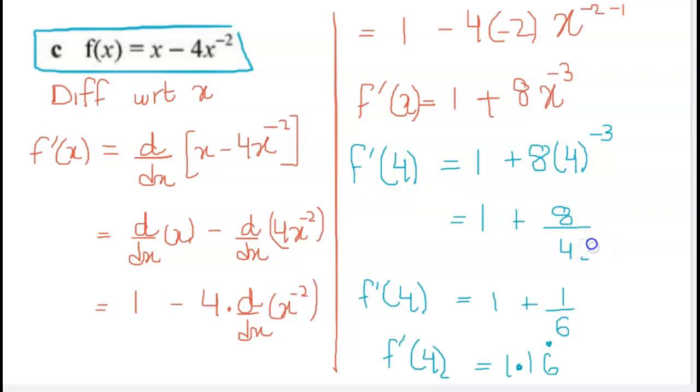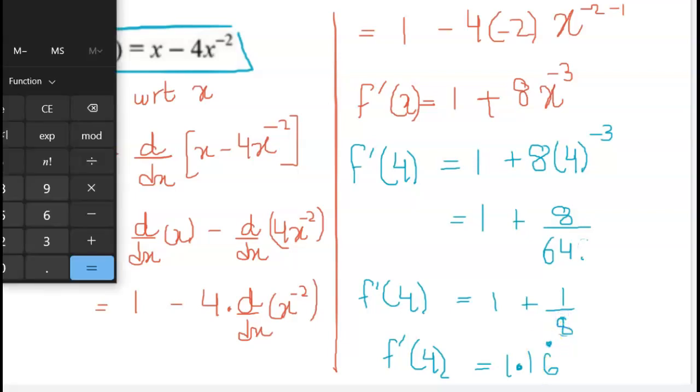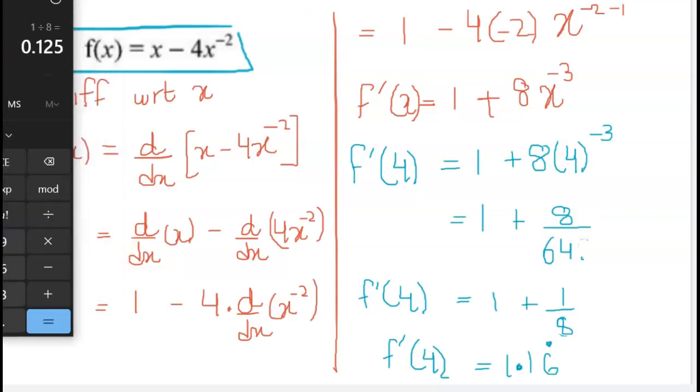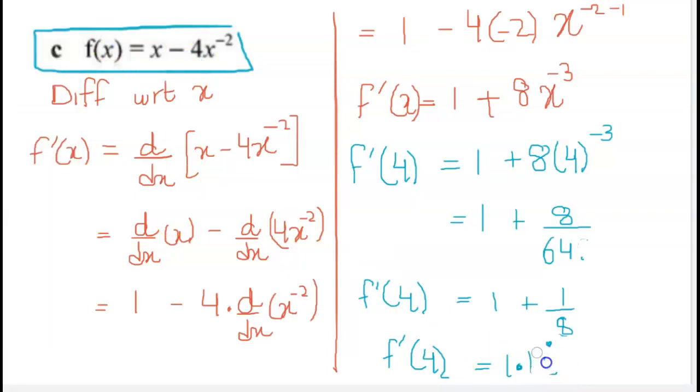Okay, 4 cubed is 64. It's not 48, so that's 64. So that will become 1 over 8. And then when you have a look at 1 divided by 8, sorry, I haven't got the other calculator, it's going to be 0.125. So that is going to be 0.125.